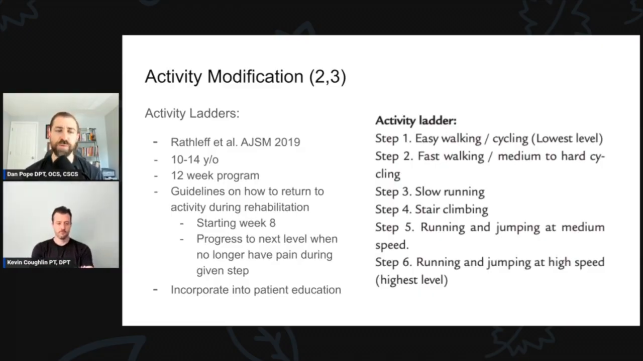So once people got to week 8, they started this ladder. Once they had no pain during the ladder, and they were basically instructed to only perform movements that were a 2 out of 10 or less. I'll get to that in a minute. And when they were at no pain, they moved to the next step, kept on going, kept on going, kept on going. And then when they were able to get through this whole ladder, not hurting, they're able to start sports participation, right? And the last thing I will say is that this is all given during the patient education.